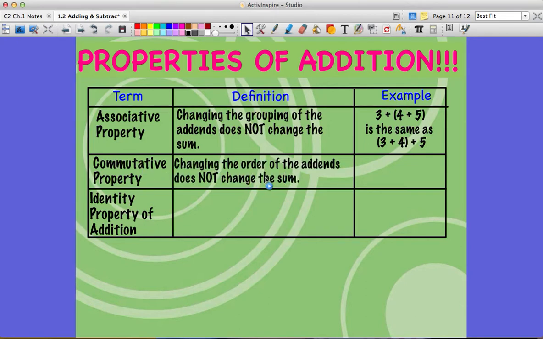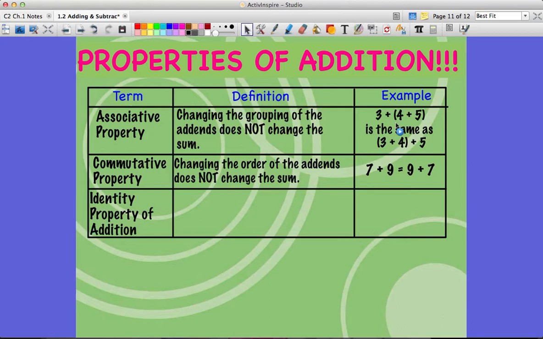If you guessed that the commutative property tells us that changing the order of the addends does not change the sum, then you are correct. What this means is if I'm adding numbers together, I can rearrange them in any order and still get the same answer. So 7 plus 9 is going to be equal to 9 plus 7. No matter which way I do this problem, it's going to give me the same answer.